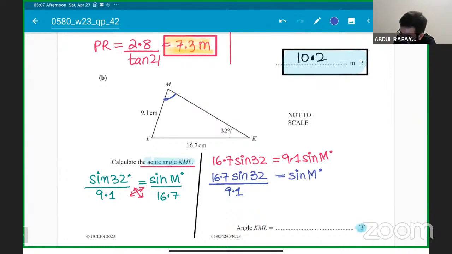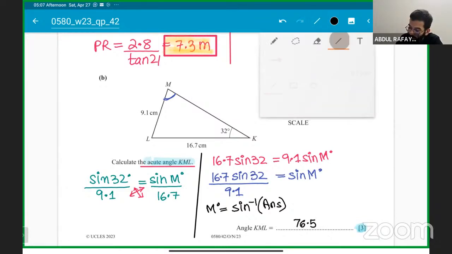So m is equal to sine inverse of this value. Okay, guys, getting it, everyone? Sine inverse of this answer. So it will be sine inverse of 16.7 sine 32 divided by 9.1. So you will directly get the exact answer, that is basically 76.5 degrees. Okay, 76.5 degrees.